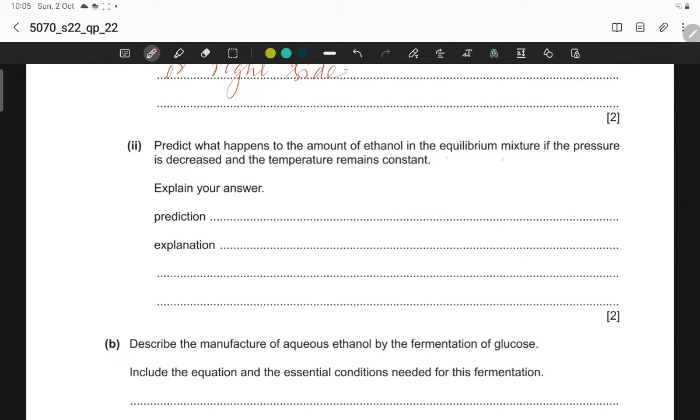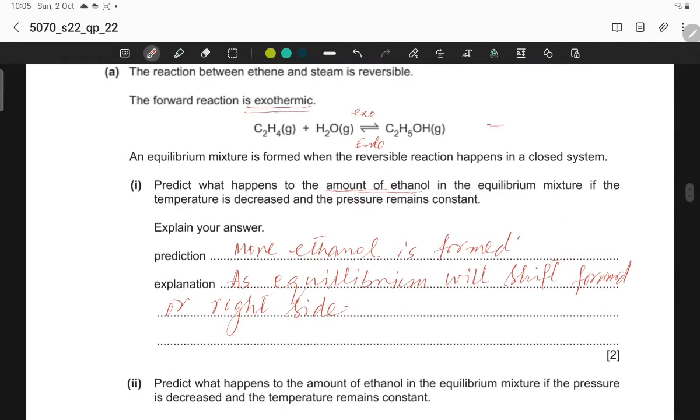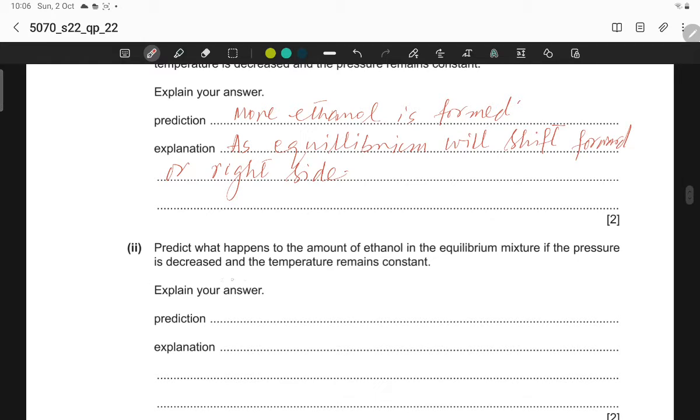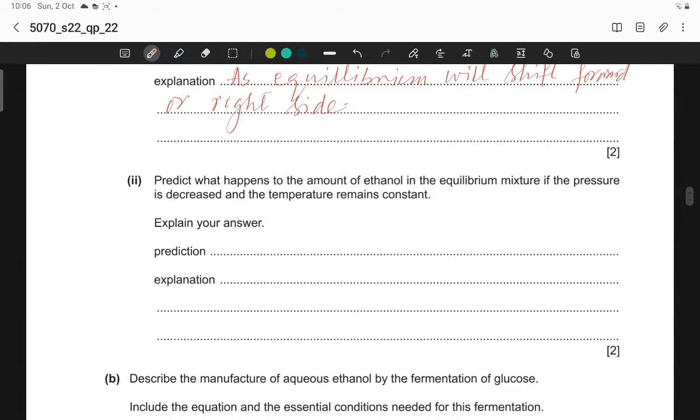Predict what happens to the amount of ethanol in the equilibrium mixture if the pressure is decreased. Pressure only affects gases. By increasing pressure, equilibrium shifts to the side with fewer moles, and by decreasing pressure, equilibrium shifts to the side with more moles. On the reactant side there are 2 moles producing 1 mole of ethanol on the product side. So if the pressure is decreased and the temperature remains constant, the reaction will shift backward.